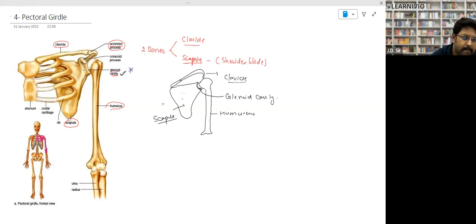So what does the acromion process do? Actually, this is the uplifted part of the scapula only. It's a part of the scapula and it attaches with the clavicle. That is not a separate bone. Okay, sir. Okay.